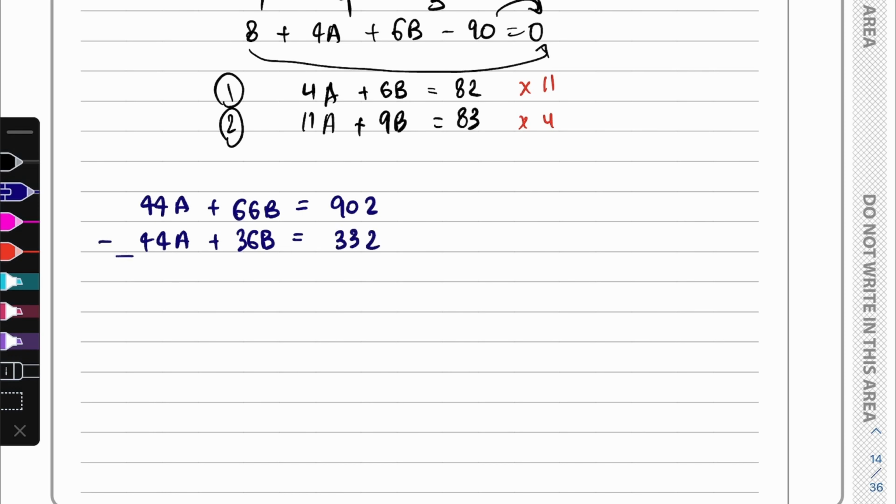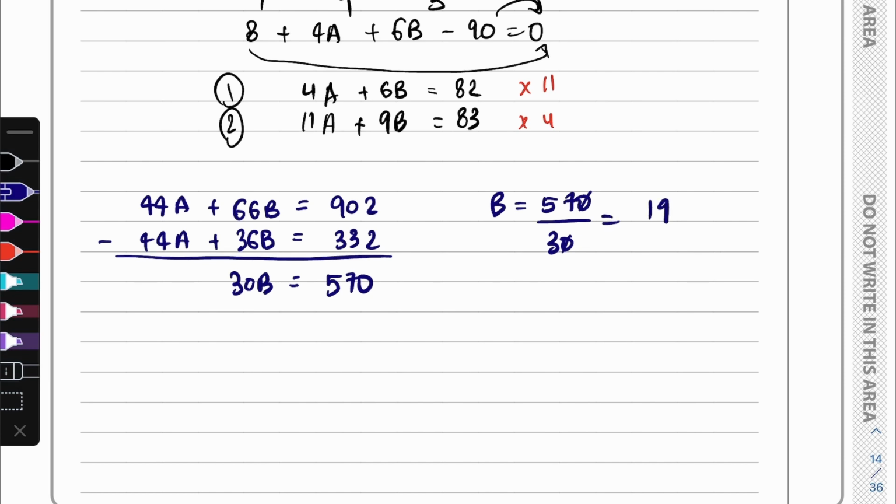Now we take the difference between the two. 66 take away 36 gives 30b. 902 take away 332 is 570. So b equals 570 divided by 30. You can see the 0s cancel, 57 over 3 is 19. So we know b equals 19.